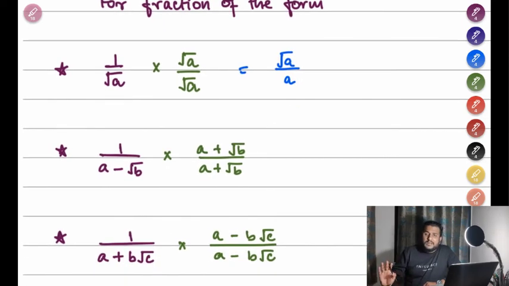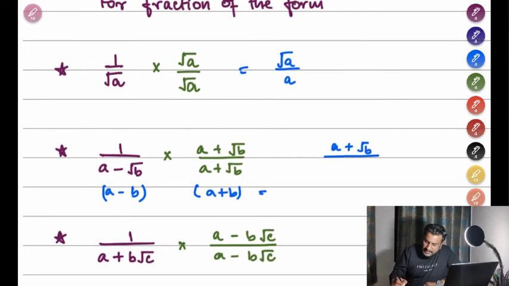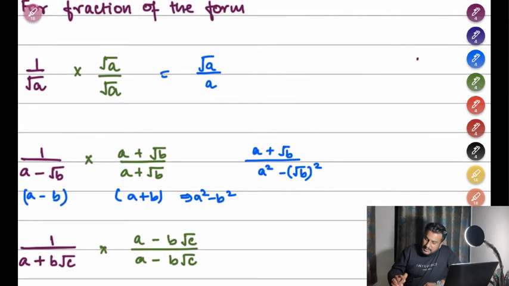Similarly over here, if you multiply, this will give you a plus root b, and if you recall the algebraic formula, a minus b and a plus b multiplied can be written as a square minus b square, which will give us a square minus root b square. This square will eliminate your root and give us the simplified form a square minus b. So now your denominator is a rational number.